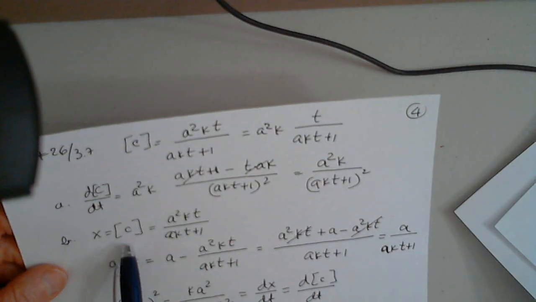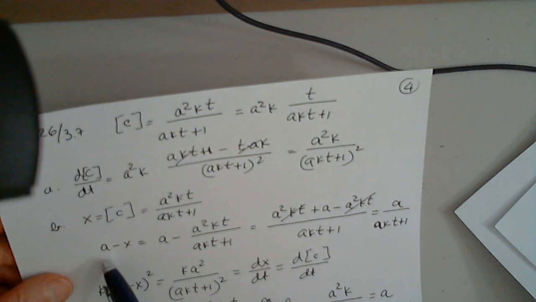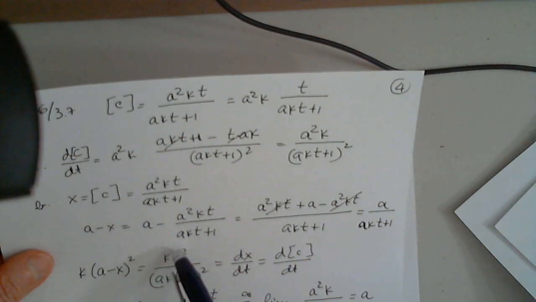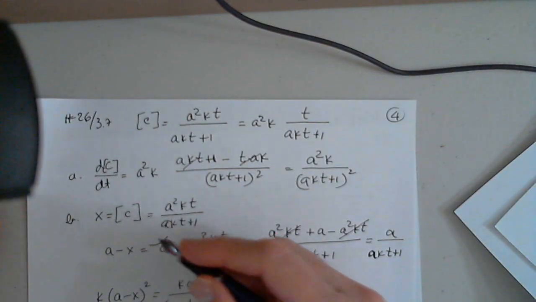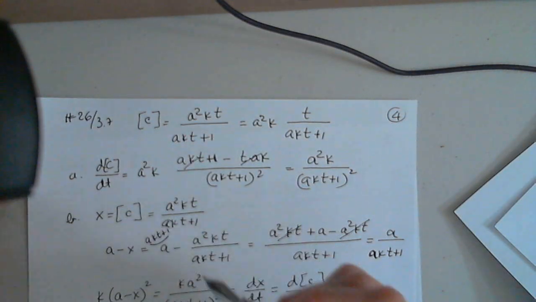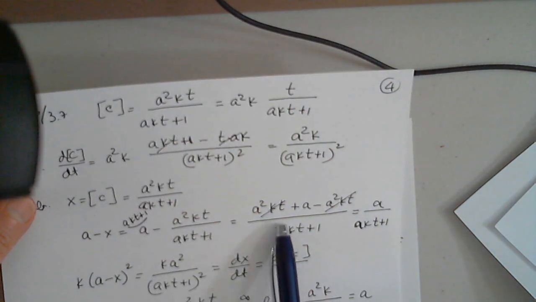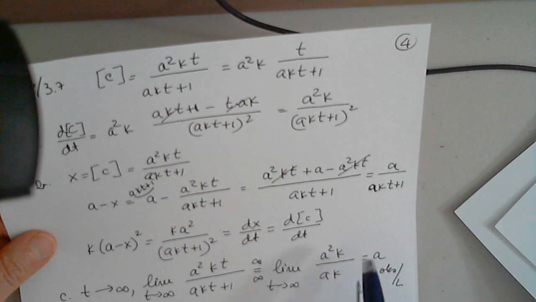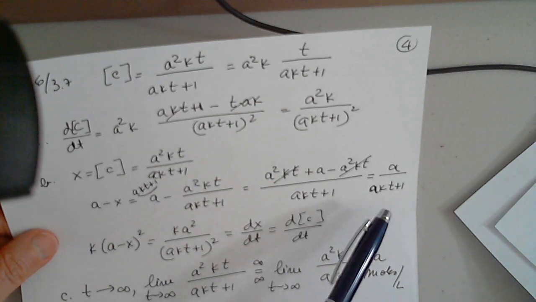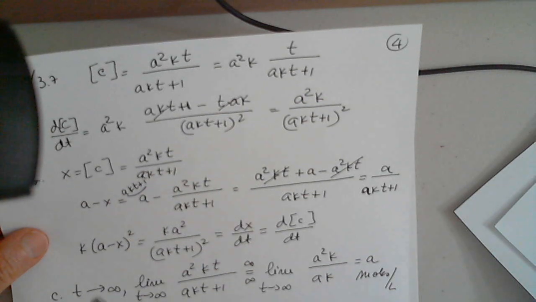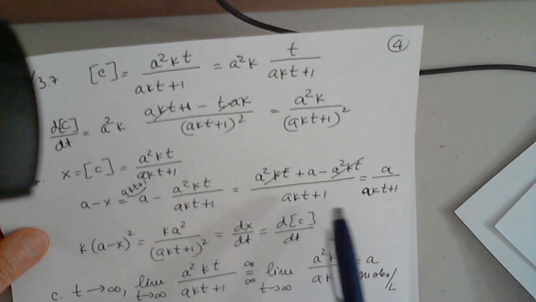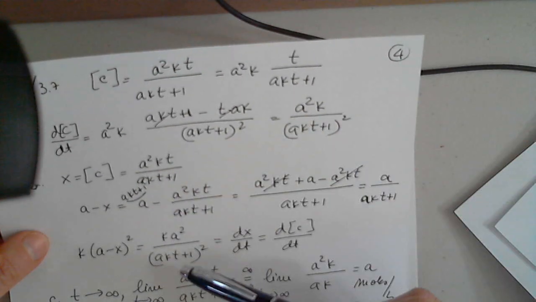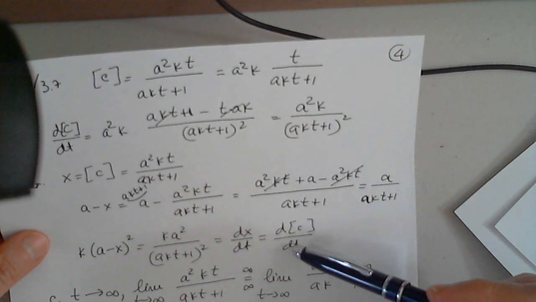Now we are told what if x is the concentration. So first I calculated a minus x, which is this, and it turns out to be this after I find the least common denominator and I multiply a by a kt plus 1. So I got a squared kt plus a minus a squared kt. These two go away, so that simplified form is this. And then I square that and multiply it by k. So k times this quantity squared will be k, a squared over the denominator squared, which happens to be exactly the derivative of the concentration.